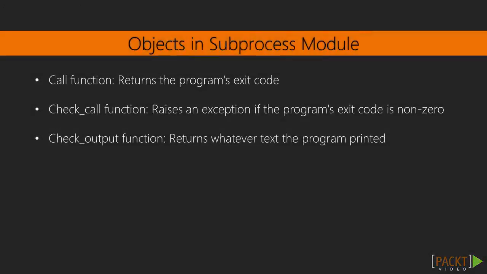The call function returns the program's exit code. The check call function raises an exception if the program's exit code was non-zero, which by convention means that it exited with an error. The check output function returns whatever text the program printed, and raises an exception if the program exited with a non-zero exit code. The raised exception has an attribute called output that contains the text output of the program, so even if the program exited with an error code, we can still get the output if we wanted.